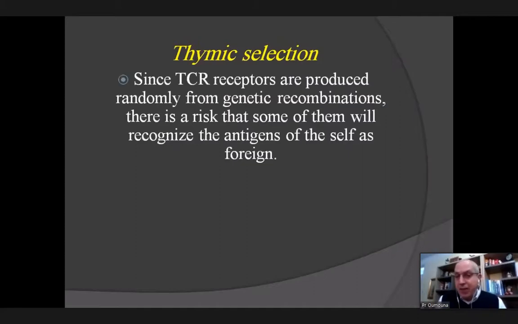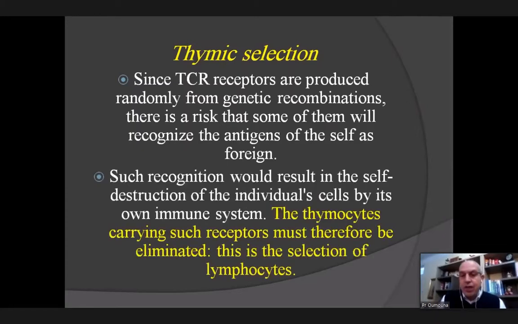Thymic selection. Since TCR receptors are produced randomly from genetic recombination, there is a risk that some of them will recognize the antigens of the body's own cells as foreign. This would result in the self-destruction of the individual. So we don't want to have cells that can make the irreversible mistake, inducing autoimmunity. The thymocytes carrying such receptors must therefore be eliminated. There is a selection of lymphocytes.